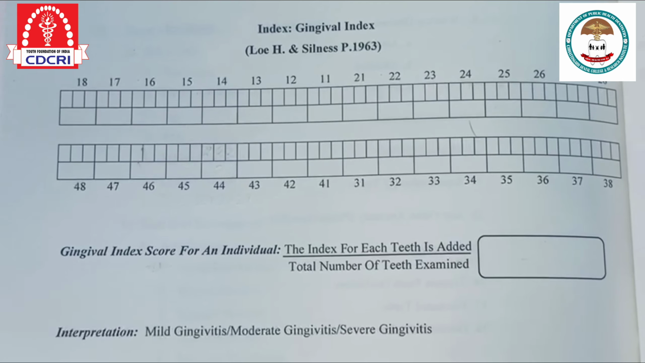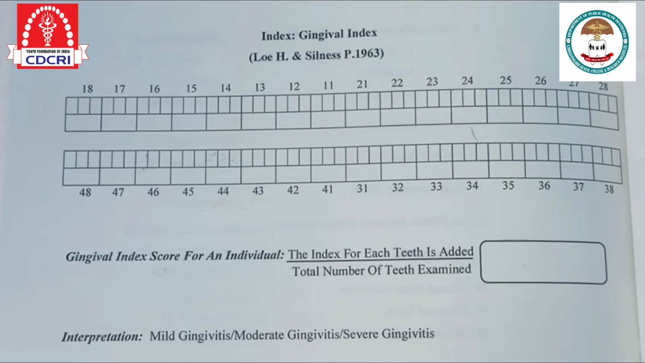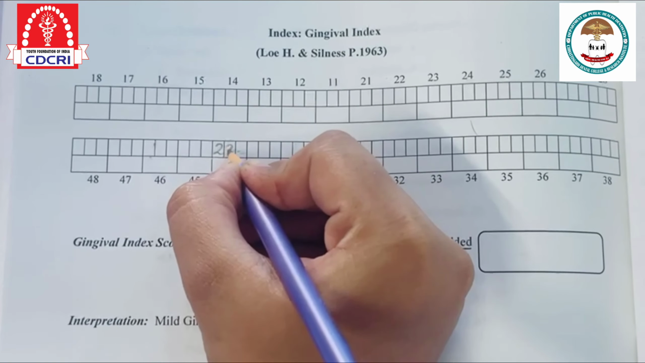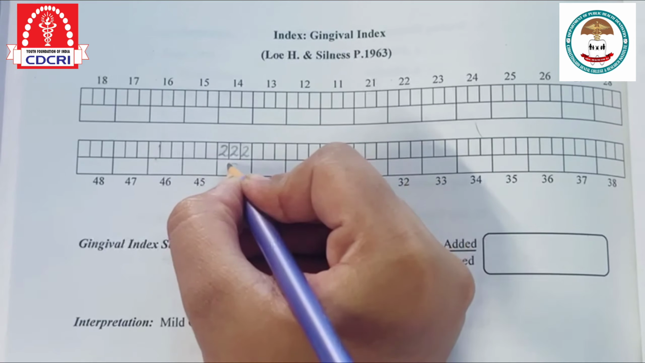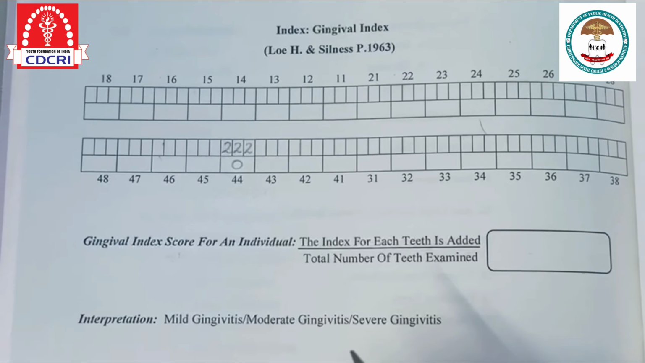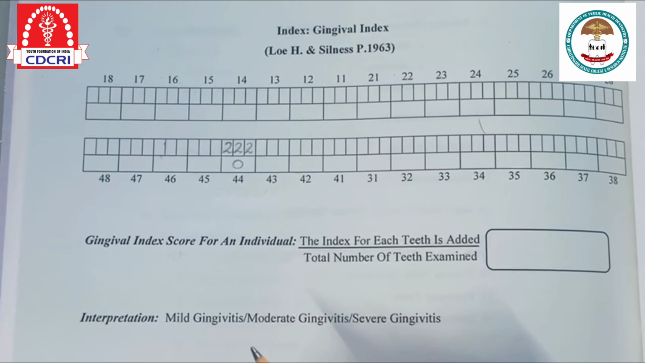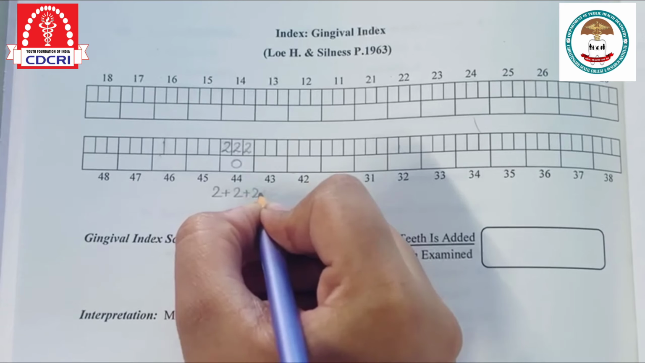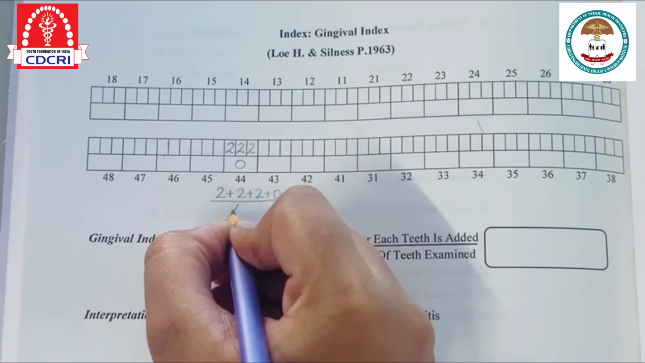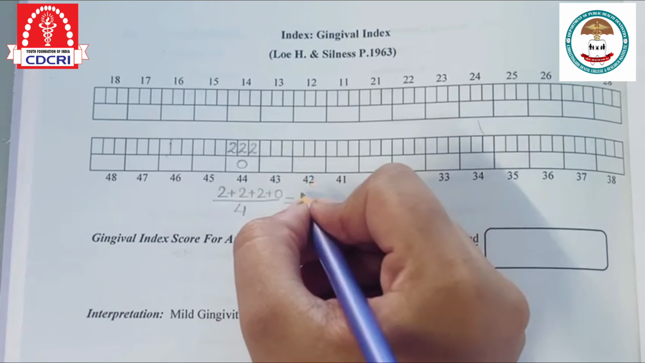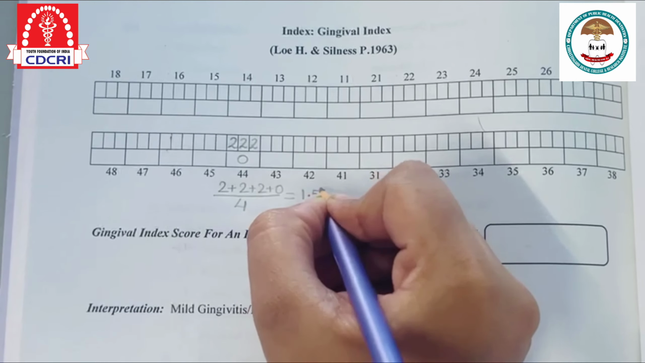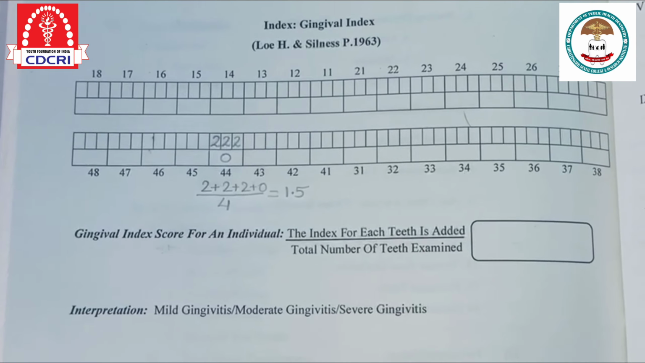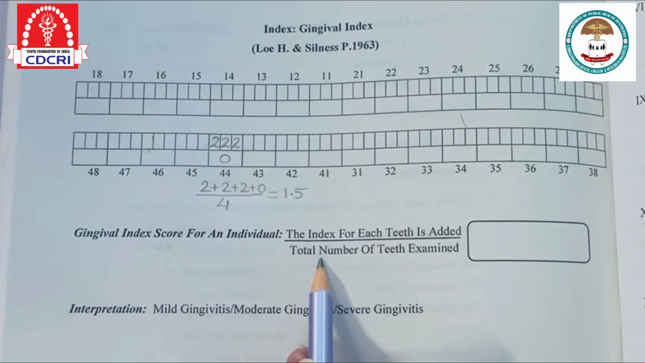Now, coming to the calculation of GI as per our examination. The score for 44 is 2 in the distofacial papilla, 2 in the facial margin, 2 in the mesiofacial papilla and 0 for the lingual margin. Now, to calculate the GI score for 44, we'll add all 4 scores from the areas and then divide it by 4. Similarly, we have to calculate the GI score for each individual tooth we have examined. Then, the GI score for the individual is calculated by adding the index score for each tooth and then dividing it by the total number of teeth examined.